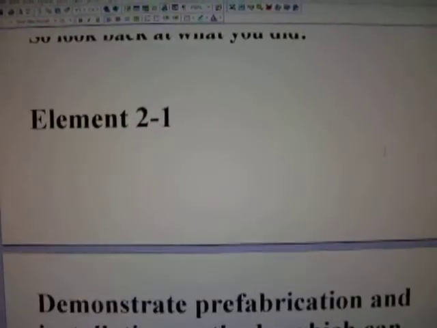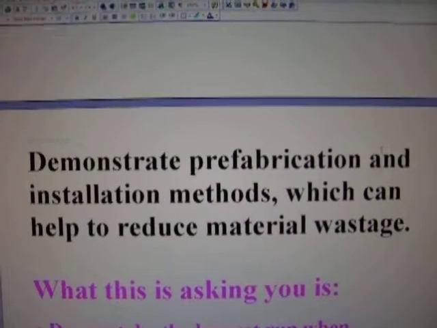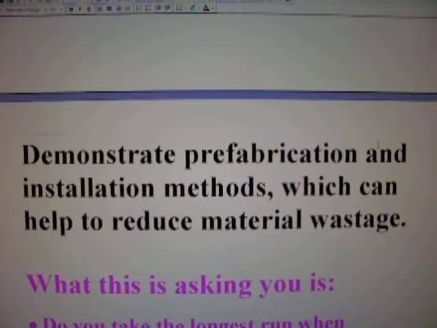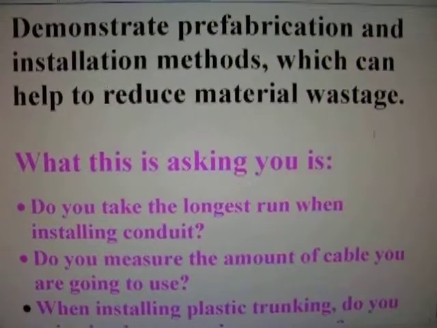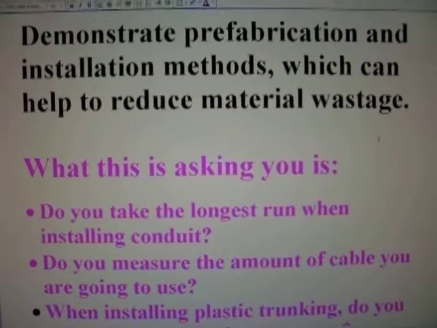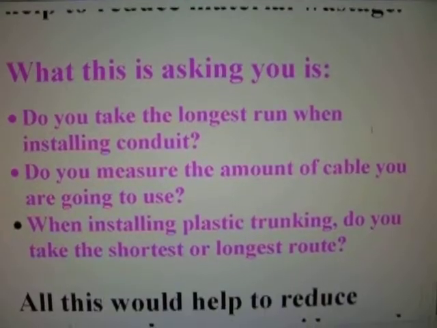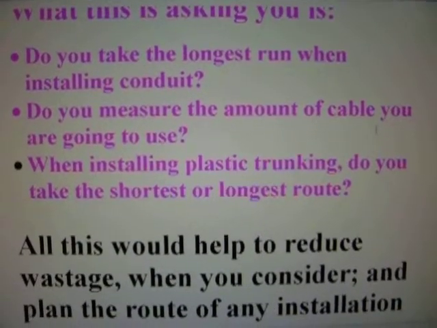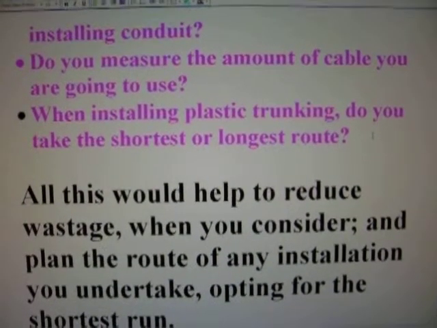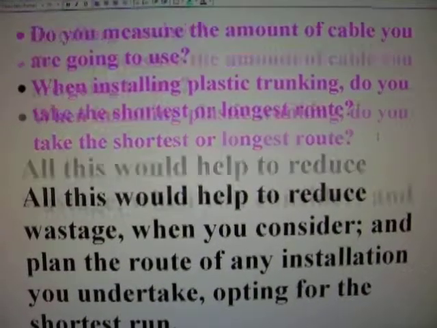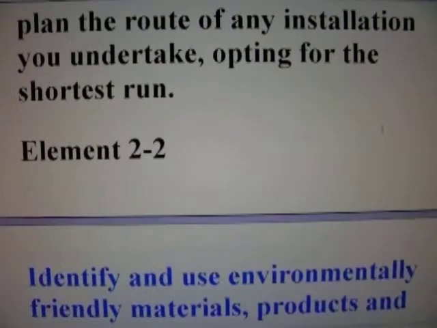Now, element 2-1. Okay. Demonstrate prefabrication and installation methods which can help to reduce material wastage. What this is asking you is, do you take the longest route when installing conduit or trunking, for that matter? So here obviously you don't. All this would help to reduce wastage when you consider and plan the route of any installation you want to take, opting for the shortest one where possible. Okay.